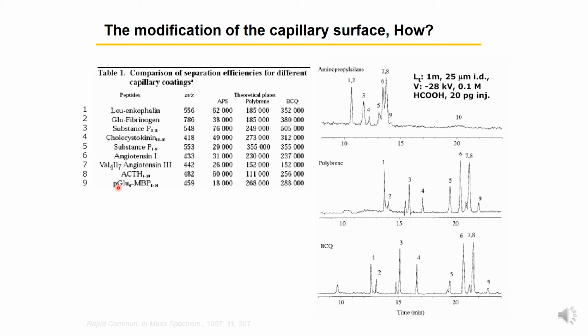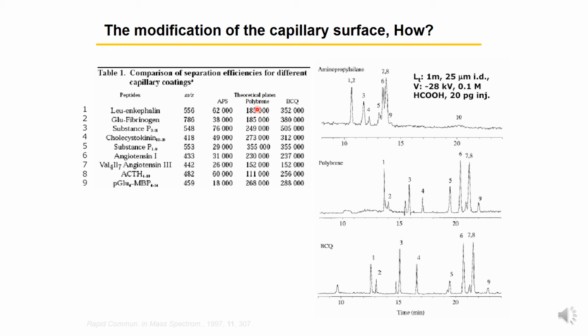These are small peptides and small proteins with differences of mass. And here you have the theoretical plate. The theoretical plate represents the sharpness of the peak and the quality of the peak. You see that here we have differences in the value of the theoretical plate. Here you see that for the aminopropylsilane we don't have a good separation, because here you have the collision of different peaks. And for the polybrene and the BCQ, this is quite similar, with small differences, especially with peak 1, 2 or peak 7, 8.